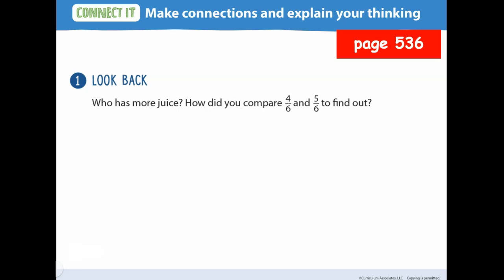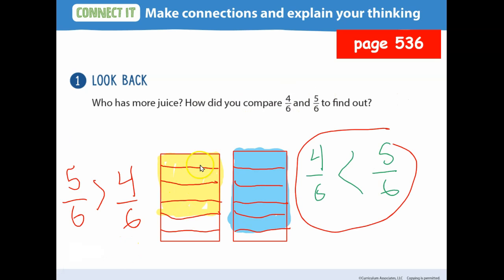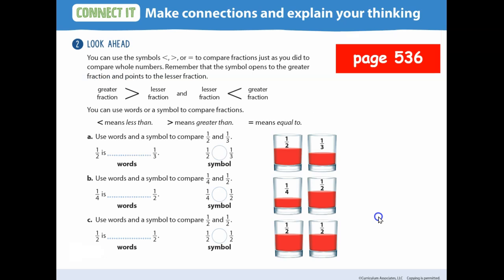Well, we created what? A model, right? We did this. We created a model. And then if we had 4/6 first, we said that 4/6 was less than 5/6. But if we put 5/6 first, we said that 5/6 was greater than 4/6. Same thing. See? So here's something else.